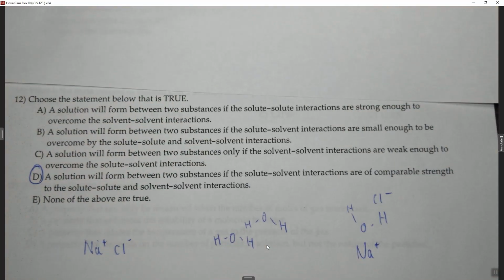None of the other answers say anything like this. They're wordy. I'm not going to read them all. But this is basically what's going on in this question.